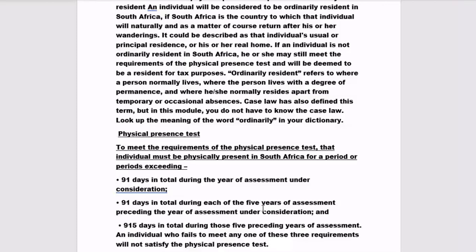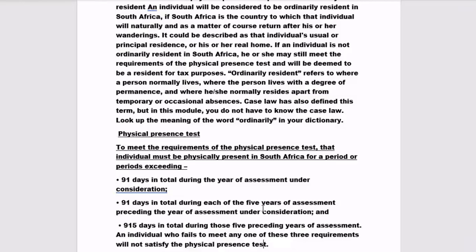So ordinarily resident refers to where a person normally lives, where the person lives with a degree of permanence and where he or she normally resides, apart from temporary or occasional absence. In terms of the case law that has defined this term, you do not have to know the case law. We are looking at the meaning of the word ordinarily in your dictionary. So this is what happens.